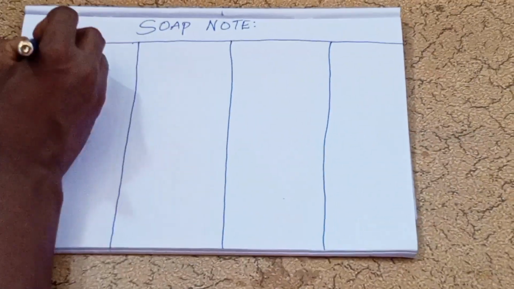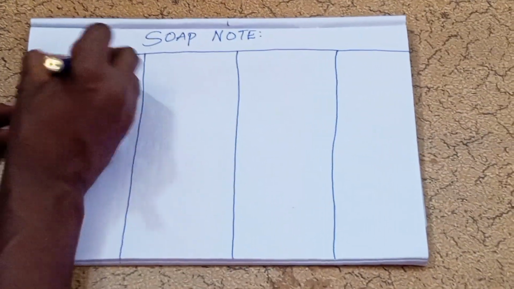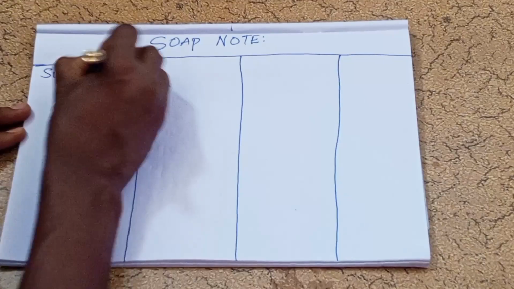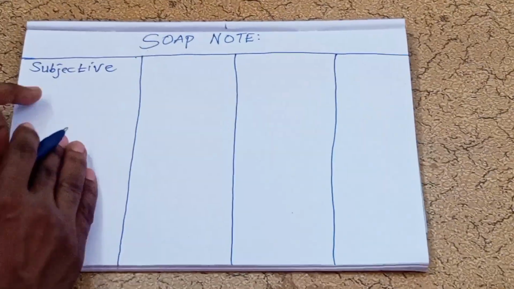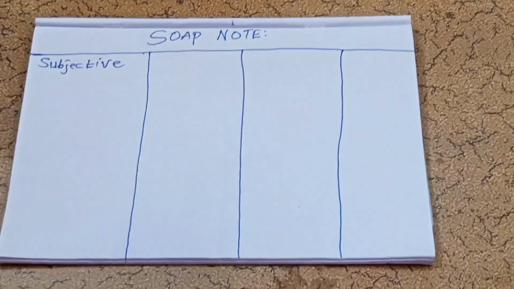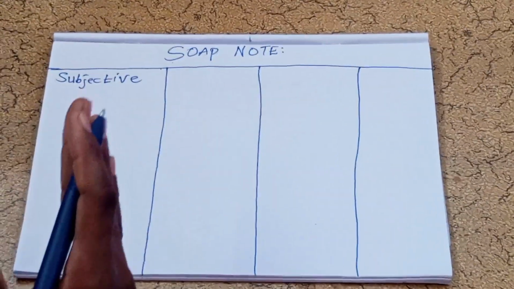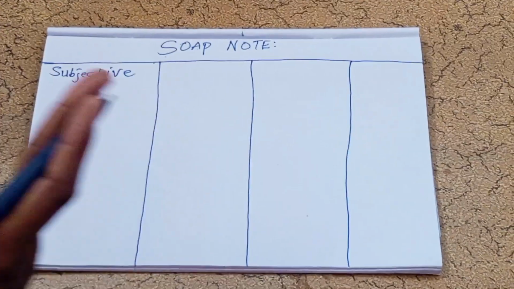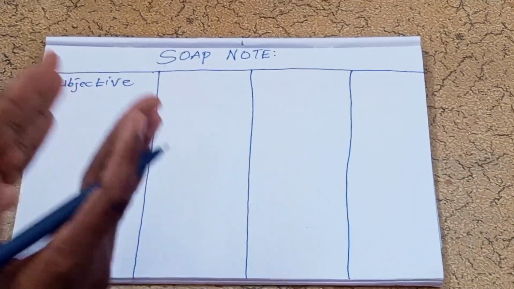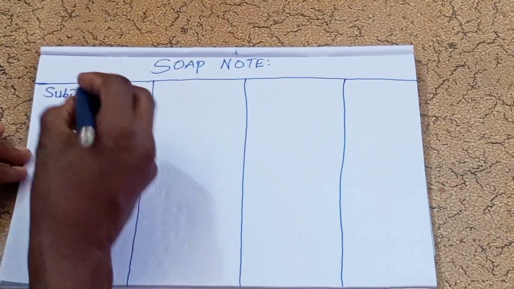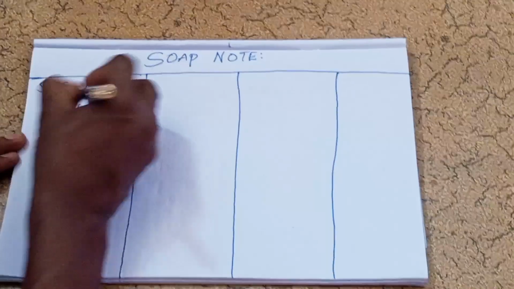S represents subjective. So in the subjective section, this is where you are going to report your patient's concern. For example, you are going to report what your client is saying or how they feel. You must identify the chief complaint of the patient.